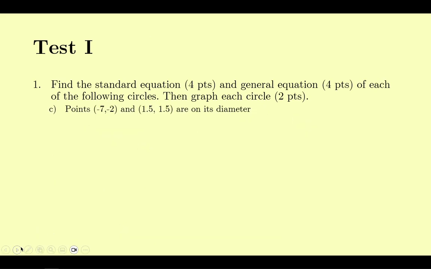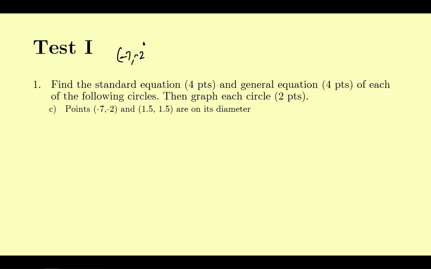Next, given the points negative 7, negative 2, and 1.5, 1.5 on its diameter. So it says that the points here, let's say, this is not drawn to scale, no?